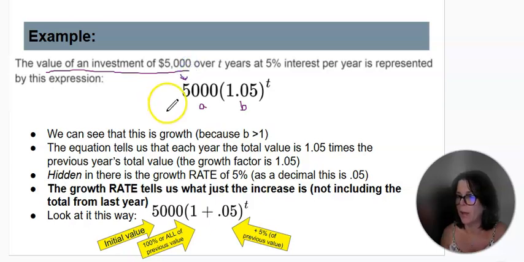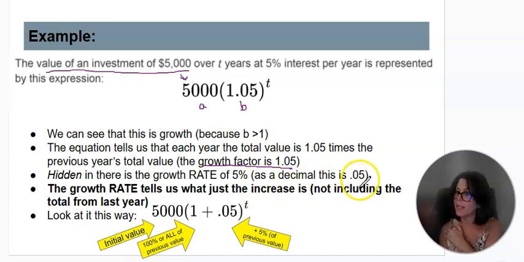That's our initial value. So where does the 5% show up? Well, it turns out that since 1.05 is what we call the growth factor, hidden in there is the growth rate of 5%. 5% as a decimal is 0.05. You can divide 5 by 100 to get that decimal. The growth rate tells us what just the increase is, not including the total from last year.